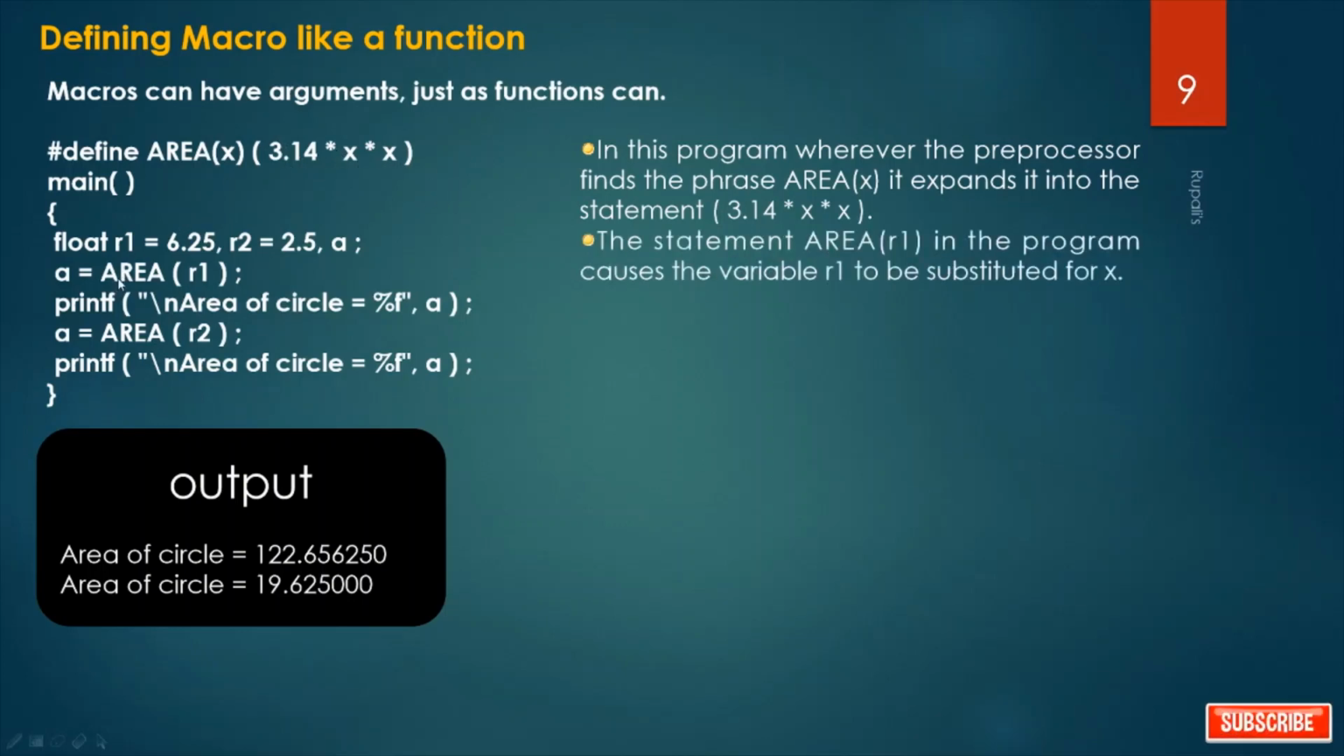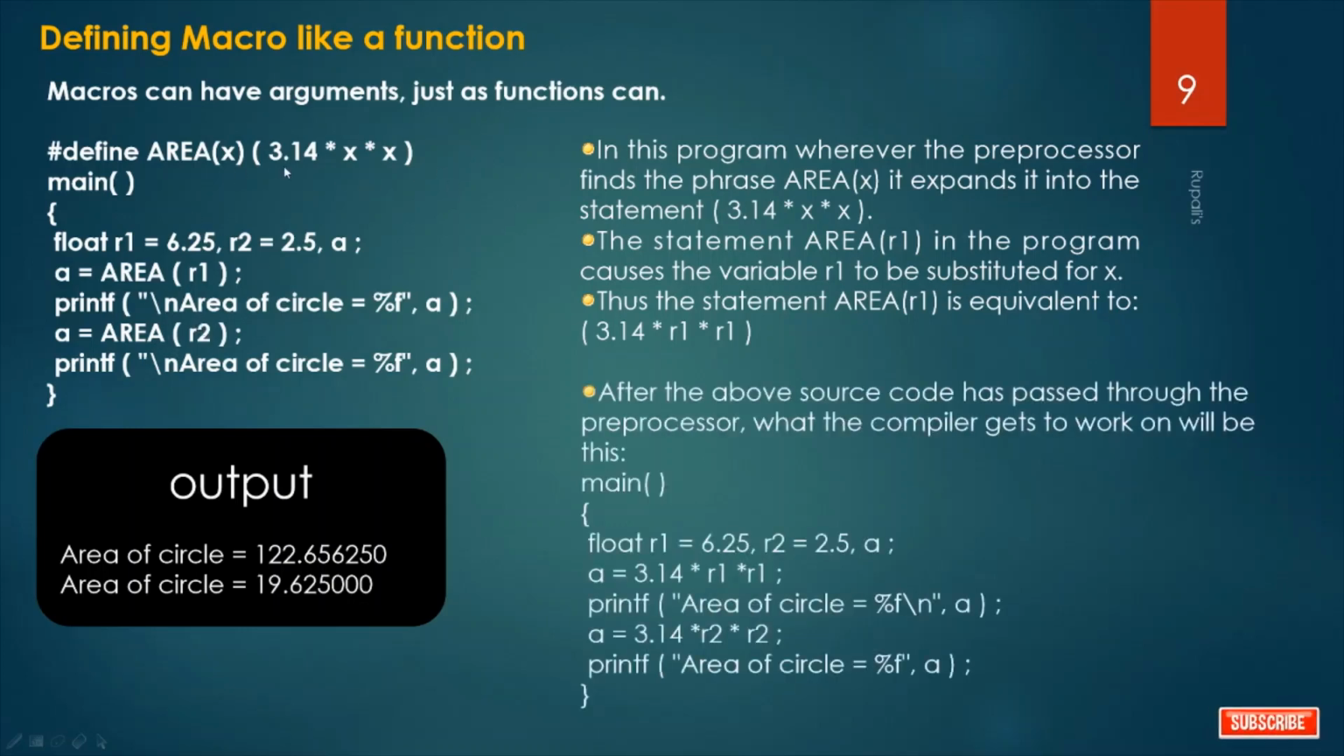So, the statement AREA(R1) in the program causes the variable R1 to be substituted for x. Thus the statement AREA(R1) is equivalent to 3.14 into R1 into R1 into R1. In the same way for R2, it will be replaced by 3.14 into R2 into R2. After the source code has passed through the preprocessor, what the compiler gets to work on will be this.